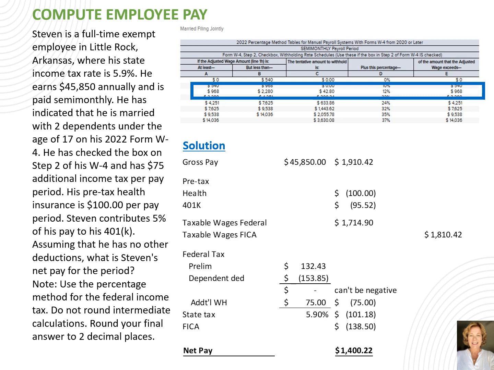Okay, now we're ready to calculate the state taxes of 5.9% of $1,714.90, which is $100.18, and FICA, which is 7.65% of $1,810.42, because that's the FICA taxable wages, which results in $138.50. You'll learn more in the coming week about state tax deductions and FICA calculations, but I wanted to provide you with an end-to-end calculation for this week. So the final step is to calculate the net pay, which is $1,400.22.